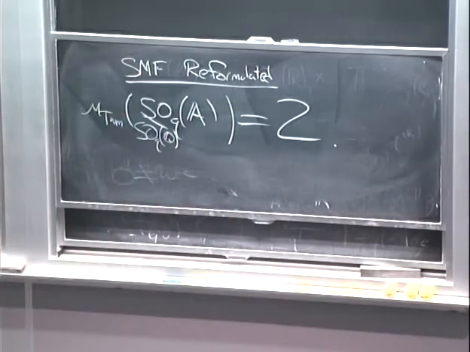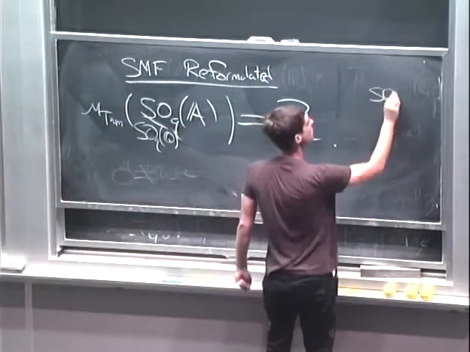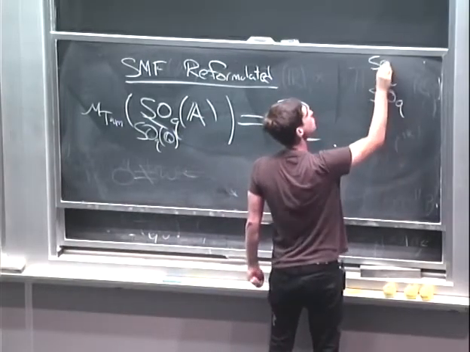That's good. But how good is it? There's still this mysterious number on the right-hand side. Where does the number 2 come from? Well, the number 2, it turns out, comes from the fact that the special orthogonal group is not simply connected. Instead, it has a simply connected double cover, which I'll call Spin_Q.